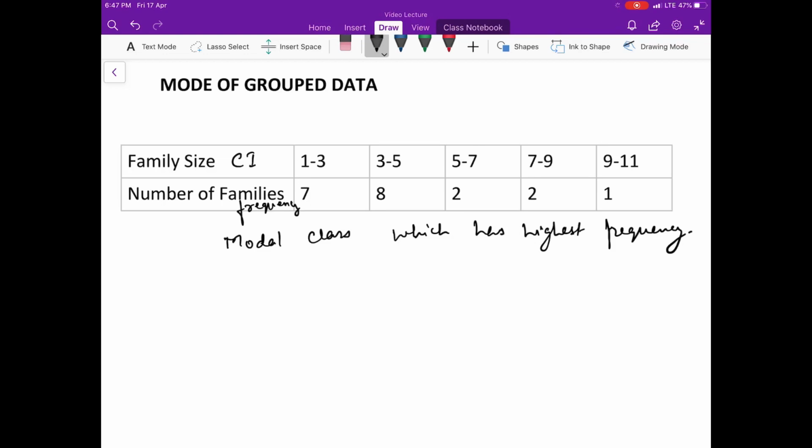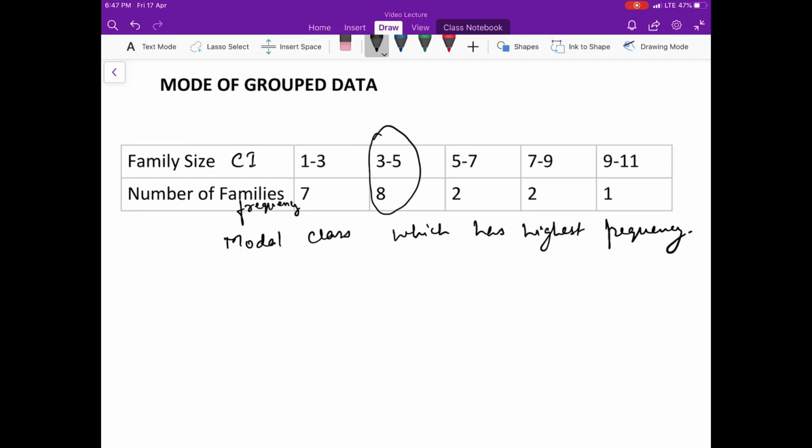If you observe the above table, the modal class is this. So 3 to 5 is the modal class, and this is the number of families. The highest frequency is 8. That's why the modal class is 3 to 5.